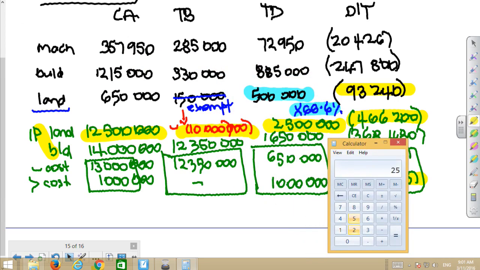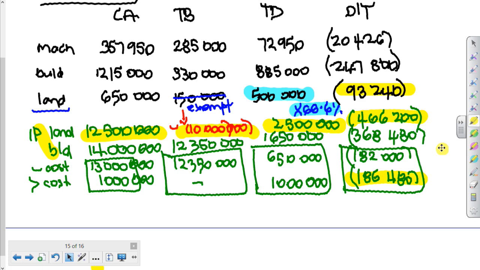So it was 2.5 million times 66.6%. No, that doesn't look right at all. Let's try that again. Clear all. 2.5 million times 0.666 is 1.6 million, times 0.28 is 466,200.